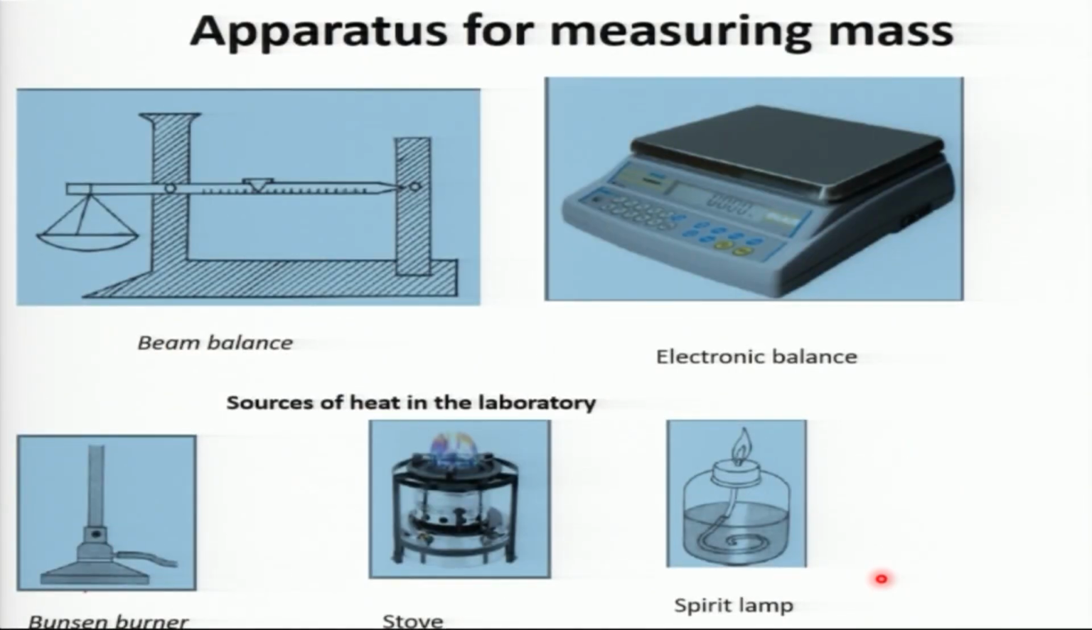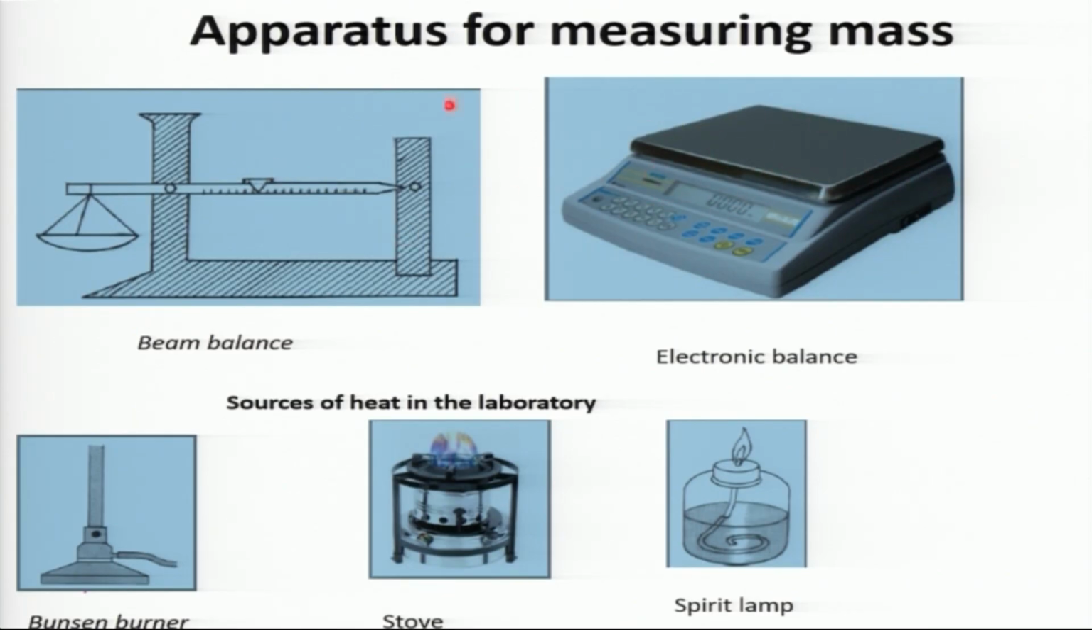Now, those are some of the apparatuses that we use in the lab, but we have even those used for measuring mass. When you're measuring mass, there are very many apparatuses that we can use. So one is the beam balance. You have the electronic balance. This one is connected with electricity. So these two are used for measuring mass.